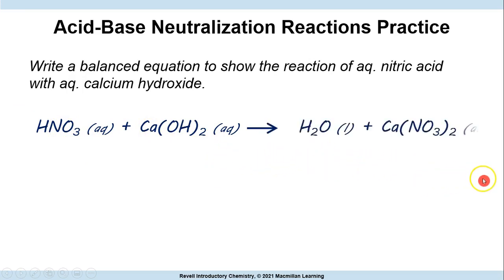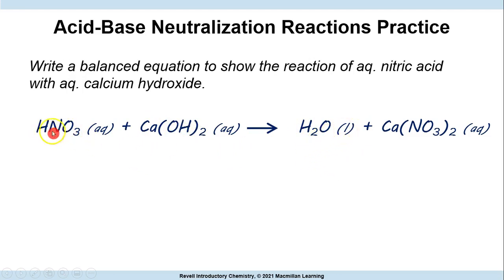So now, let's see if the reaction is balanced. The equation is not balanced. We have one nitrate to the left, and we have two nitrates on the right. We have 3 hydrogens here because the hydroxide here does not appear on the right. We have to look at it in terms of oxygen and hydrogen. So we have 3 hydrogens here to the left, and we have just 2. We have 2 oxygens here, and we have just 1.